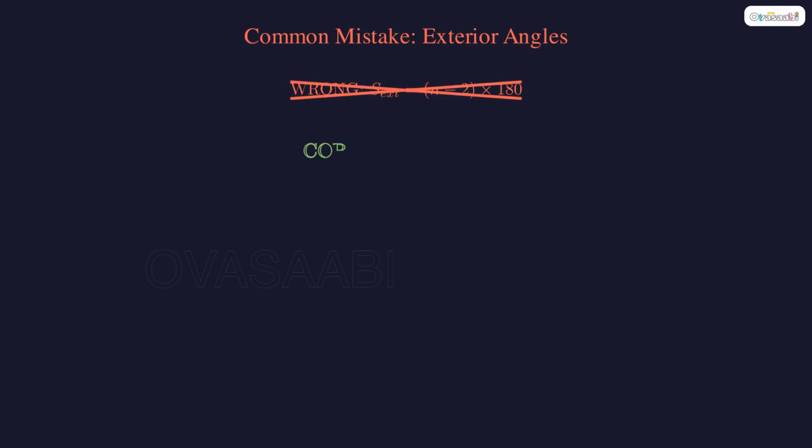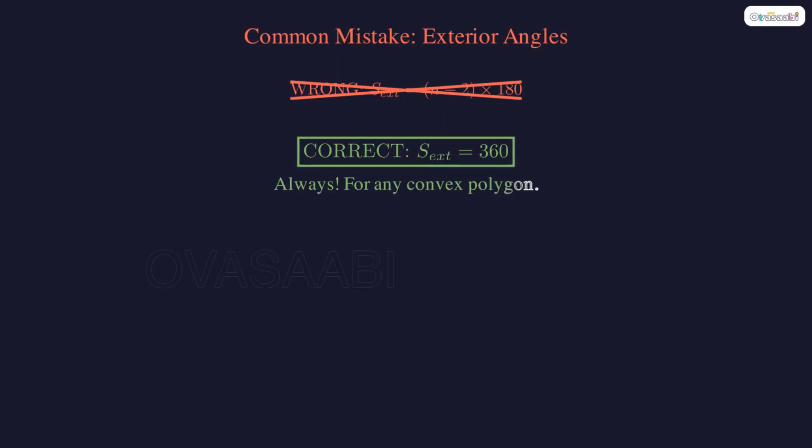Common mistake. Students use n-2 times 180 for exterior angles. Wrong. The sum of exterior angles of any convex polygon is always 360 degrees. Do not confuse interior with exterior.